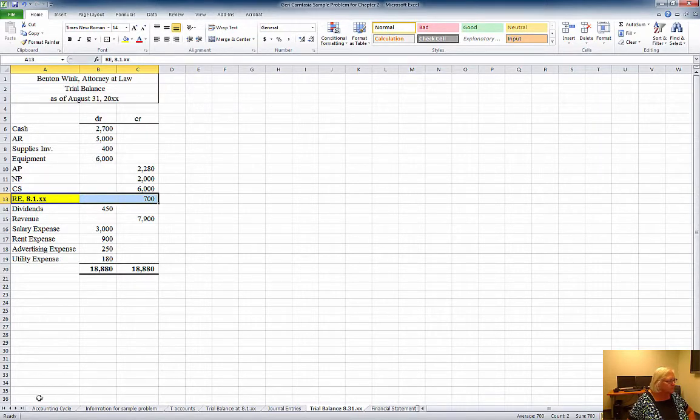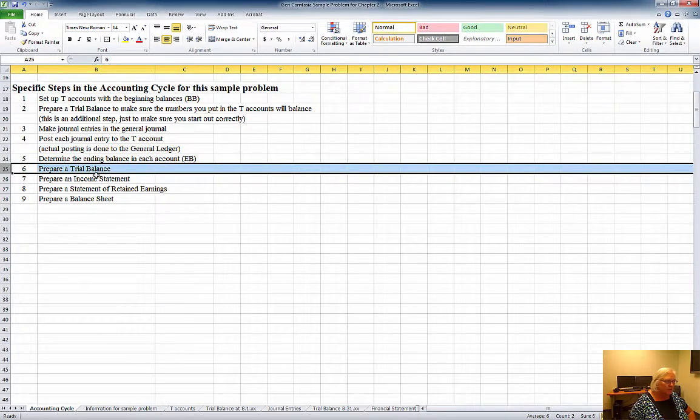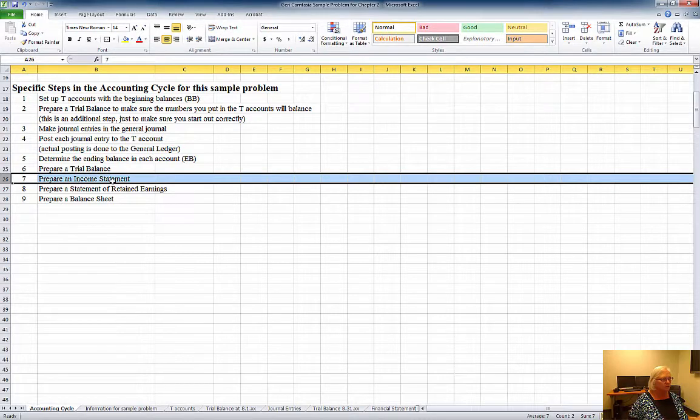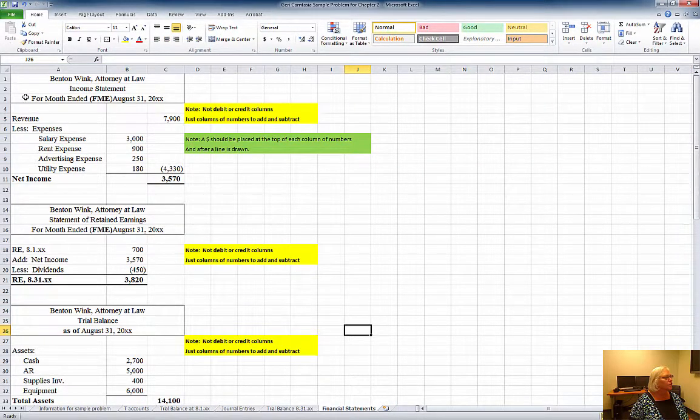Okay, so we've done our trial balance, it balances, so now we can start preparing our financial statements. So the first one is an income statement. So we're going to prepare the income statement first. We have a 3-line heading, the name of the company, name of the statement, and the period of time. For an income statement, it's for a period of time, okay, not as of a particular day.